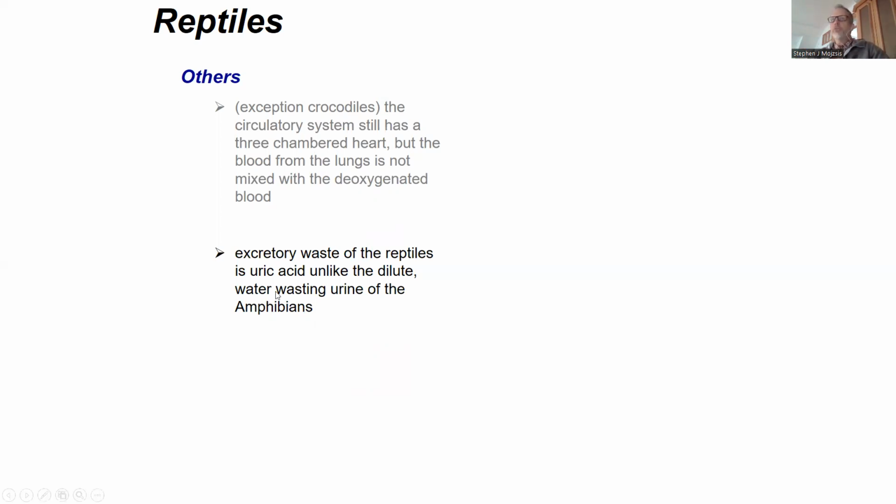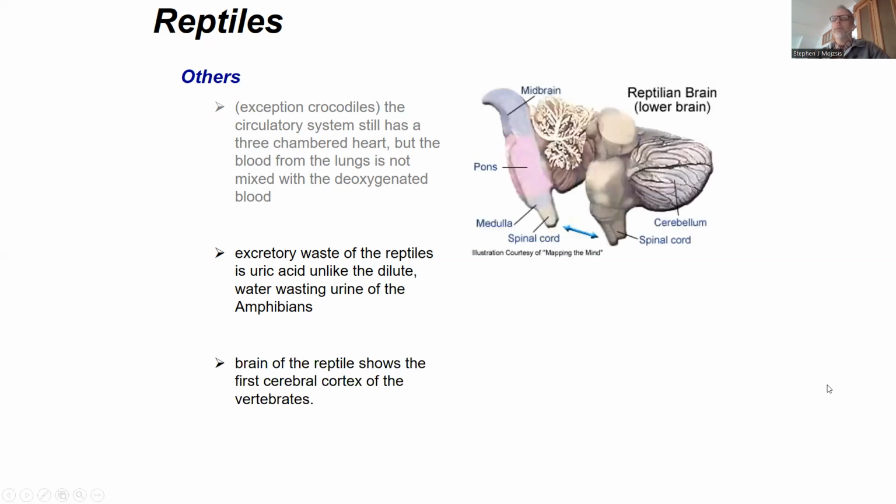The waste of reptiles is uric acid, unlike the dilute, watery urine of amphibians. So birds and other reptiles excrete their waste mostly as uric acid and solids. And so it's a water-saving measure that is left over from their original dry lifestyle.